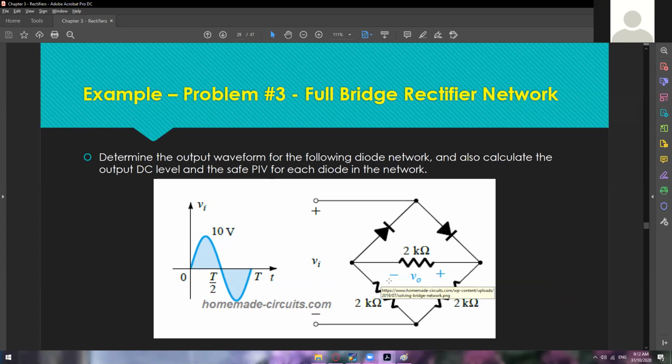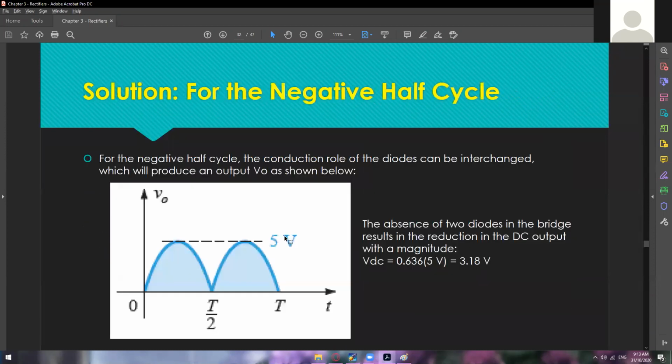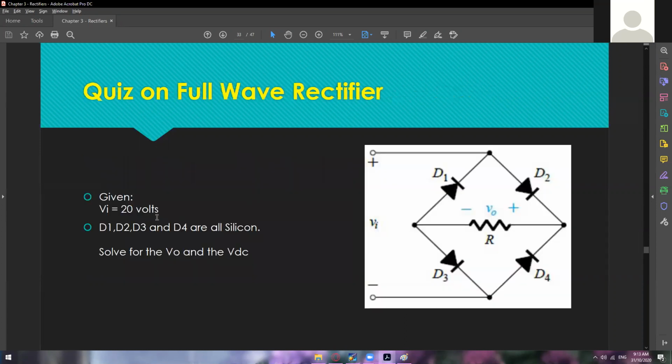If you want to get the full potential of your full wave rectifier, you should have another 2 diodes here. Okay, so that's it for VDC. Of course, right after this full wave rectifier, you're going to have a quiz. Given is 20 volts, and all of the diodes are silicon. Solve for V sub O and VDC. We only have one number for this full wave rectifier, so I think 5 points for the V sub O and 5 points for the VDC.